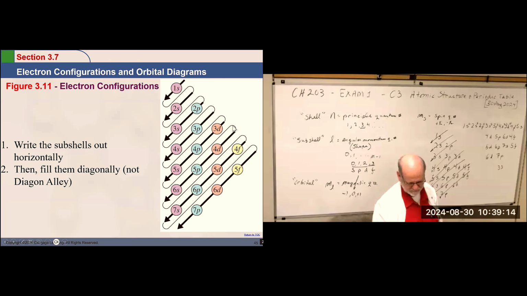Oh, I forgot I put that in there. It's diagonally, not diagonally.